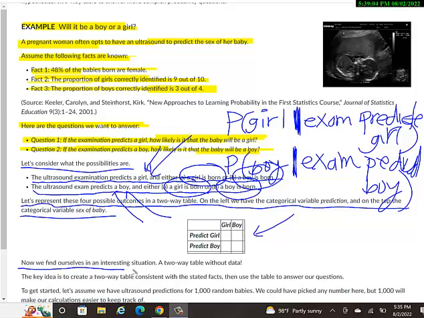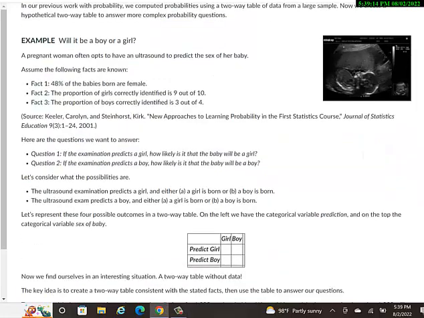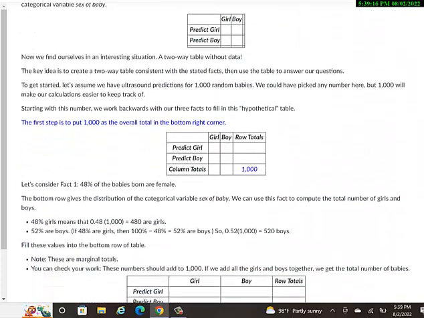Now we find ourselves in an interesting situation, a two-way table without data. The key idea is to create a two-way table consistent with the stated facts, then use the table to answer our questions. Okay, let's see if we can scroll down a little and look at this.